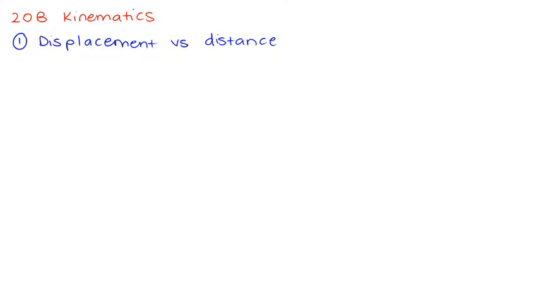So displacement is the position of a particle relative to some other reference point. So displacement equals position, whereas distance is like the total space covered.